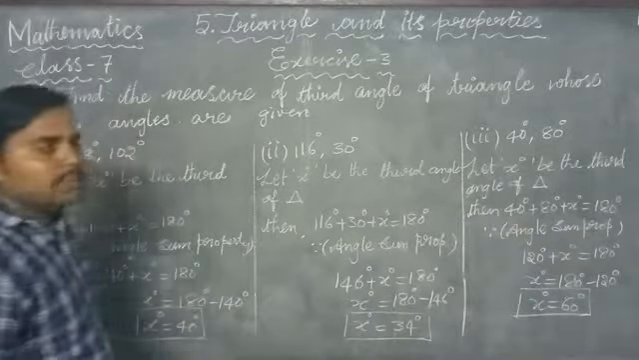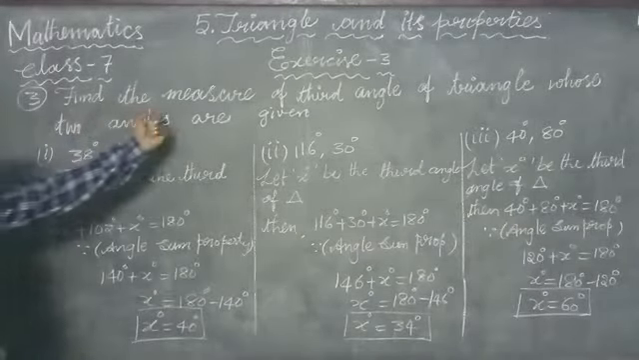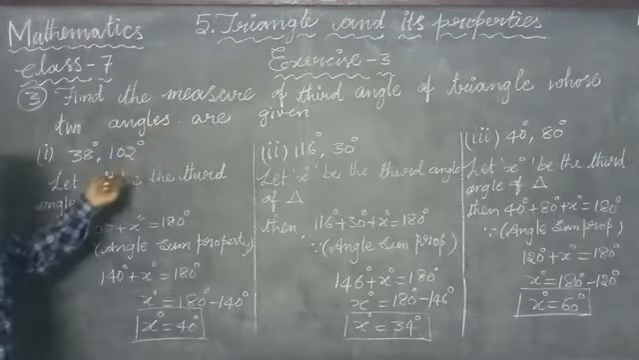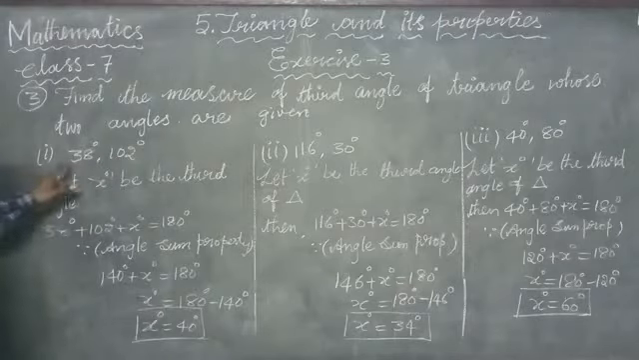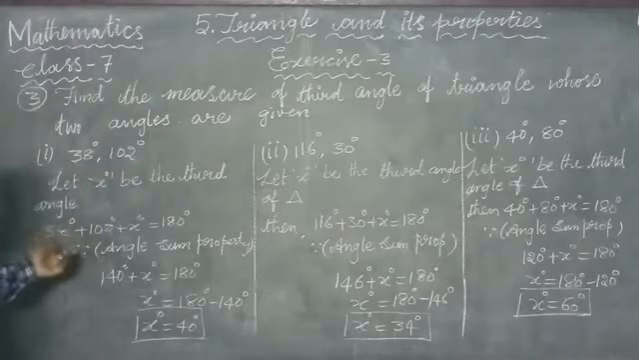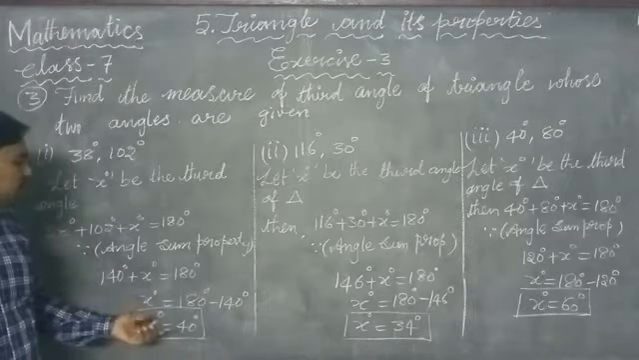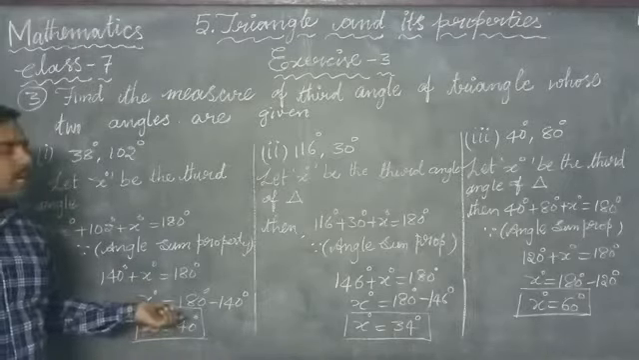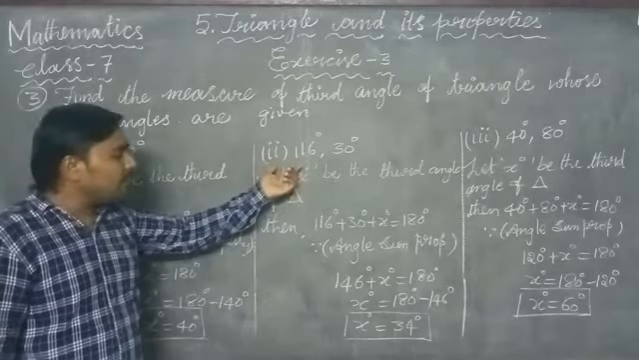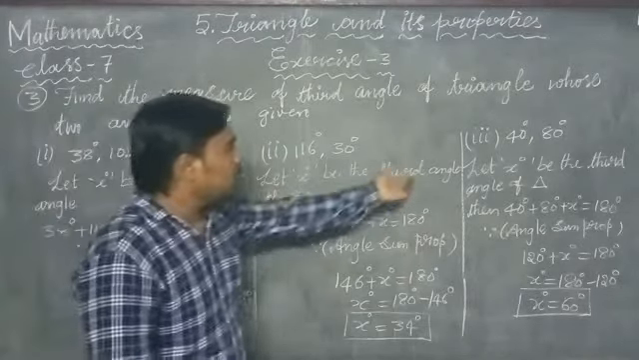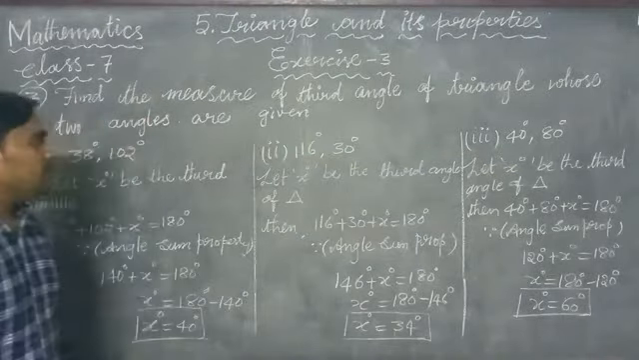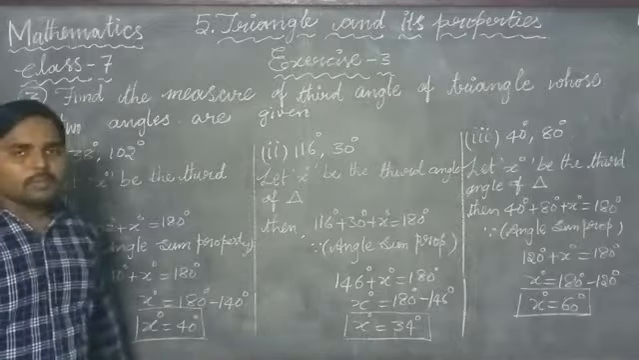Okay, once again I am saying, find the measure of the third angle of a triangle whose two angles are given in the following. The first one, they had given 38 degrees and 102 degrees. By applying the angle sum property, we found x degrees, the third angle of the triangle, that is 40 degrees. In the second case, we found the third angle 34 degrees. In the third problem, the third angle is 60 degrees. Okay, now let us see the fourth problem.